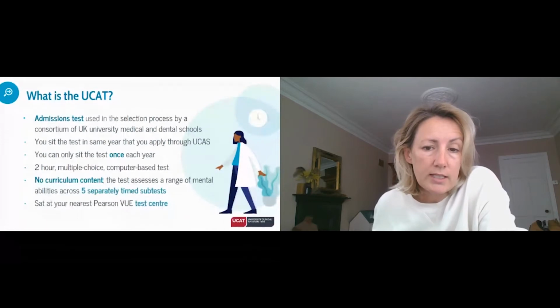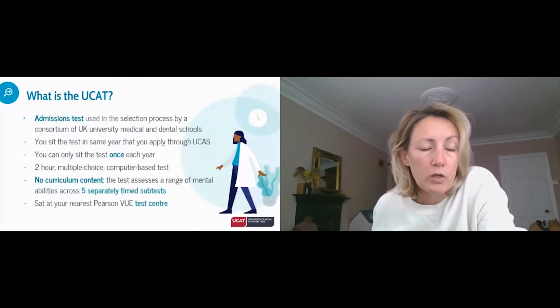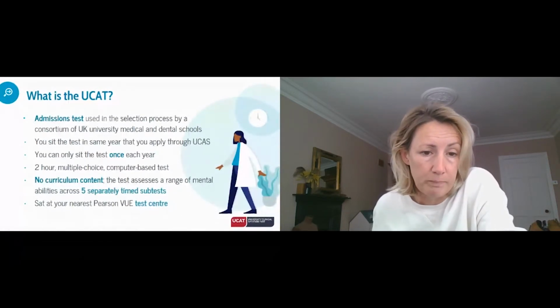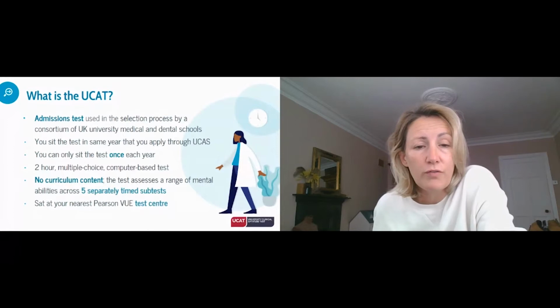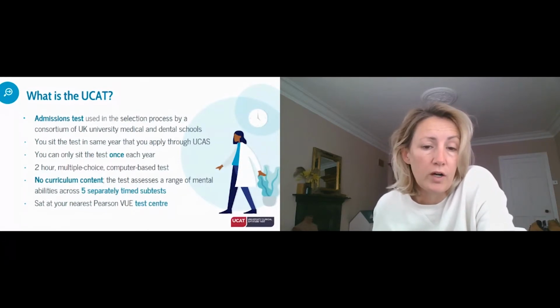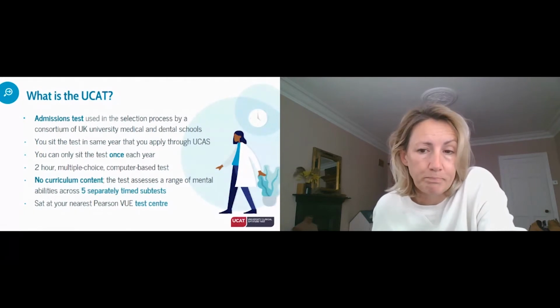You would sit the test at the end of year 12. So over the summer, before you submit your UCAT application in October and go into year 13, that's when you need to sit the UCAT. So it's the year before you actually start university. You can only sit the test once each year, and it's a 2-hour multiple choice computer-based test. It's sat at a Pearson VUE test centre, so there's around 150 throughout the UK. So hopefully you shouldn't have to travel too far to find your nearest test centre.